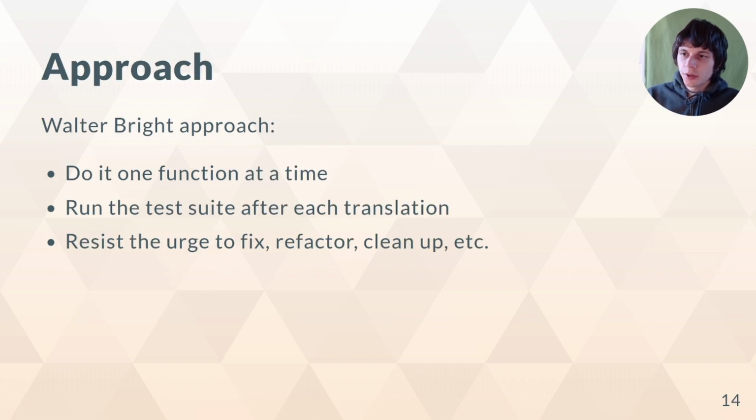So what is your approach when you're dealing with a big volume of C code? Walter Bright recommends to do it incrementally. Do it one function at a time, and after translating each function, run the test suite again, and see if it's still green and you didn't accidentally introduce a regression by translating something wrong. You need to resist the urge to fix, refactor, clean up, etc., because those are just ways to introduce new bugs, and at this stage you really don't want to do that. You have to defer this to after the translation is complete and correct.